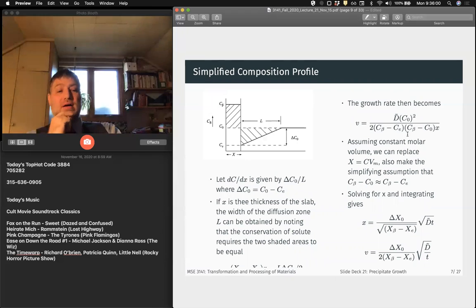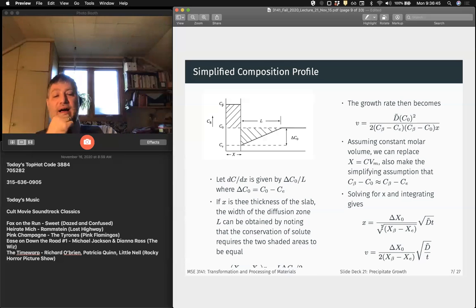If we plug that in, we solve for x and we integrate, we come up with these two expressions. The derivation of this, working through the math, is not super critical. It's good if you want to do it on your own. What is important is what comes from this. So the position, the amount that's grown, scales with the square root of time.